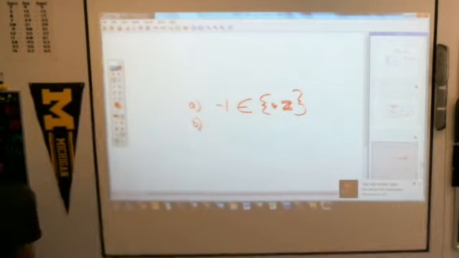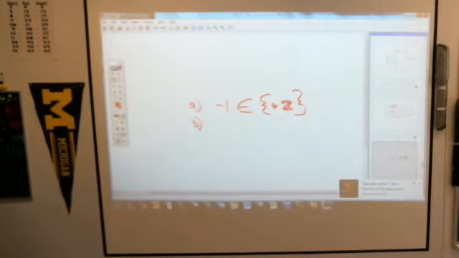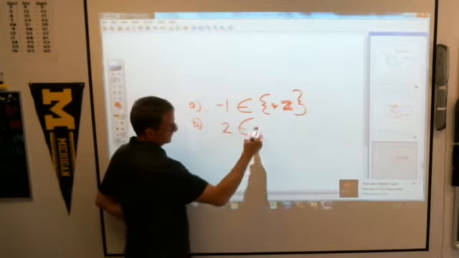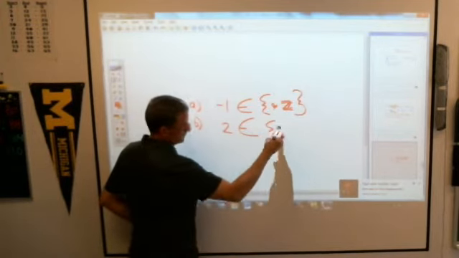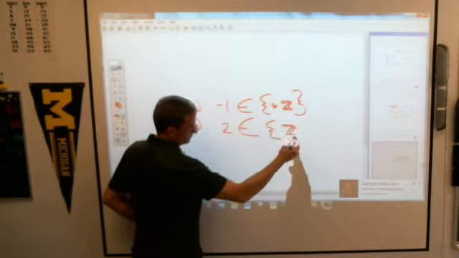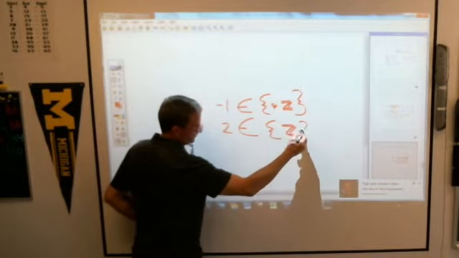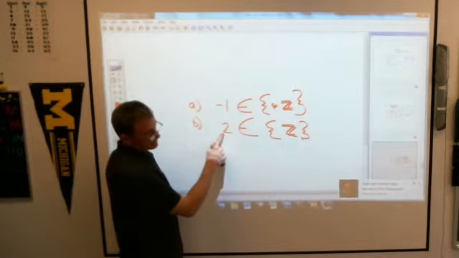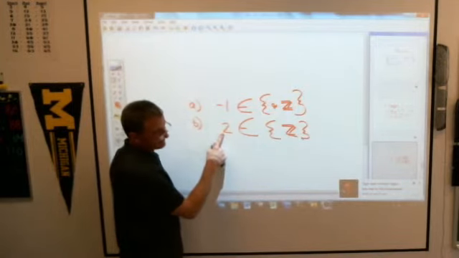Letter B says, is 2 an element of the set of integers? Yes or no? Anybody? Integers are positive and negative whole numbers. Is that a positive or negative whole number? Yes. Decimals or fractions would not be.